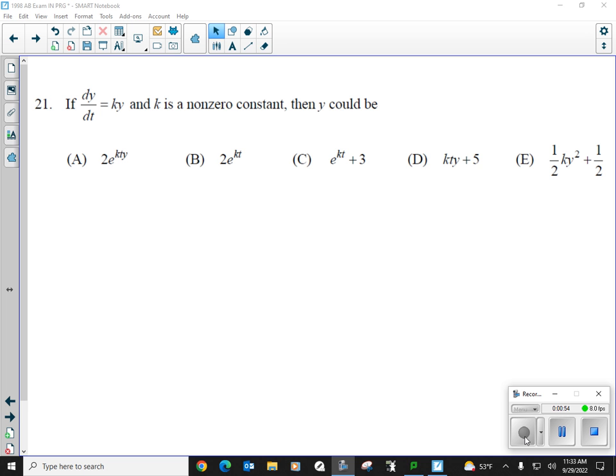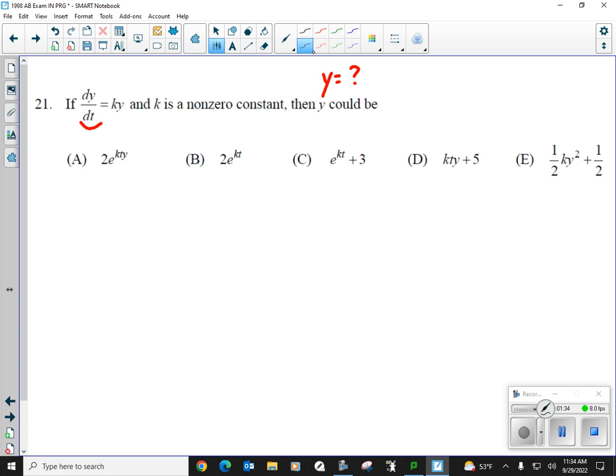They start us out with a doozy, okay? 21 is if dy/dt equals ky, and k is a non-zero constant, then y could be. All right? They give me the derivative. I need the original equation. Okay, I need to integrate. But I have the derivative, dy with respect to dt, equals some constant times y. I need to use separable differential equations.